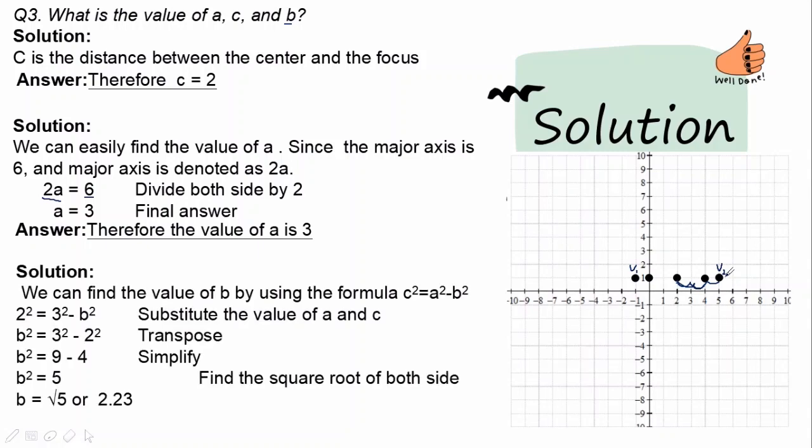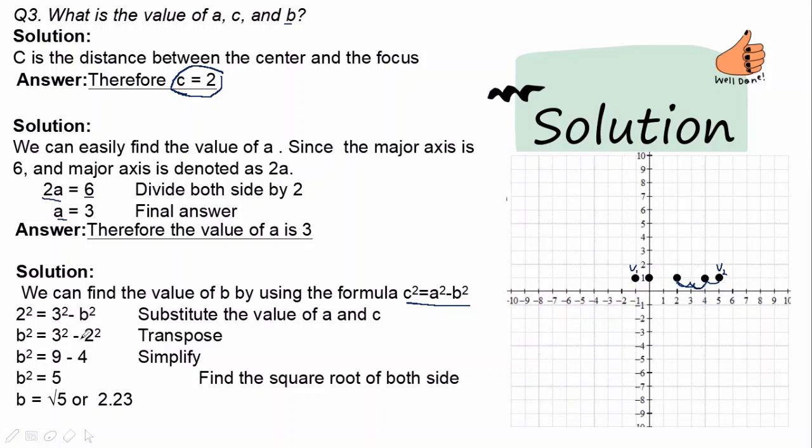Next one is the value of B. Since we have the value of C and the value of A, we can easily find B using the formula, which is C square equals A square minus B square. So we will just substitute the value of C and A. So C is 2 from this. So 2, copy our exponent, equals our value of A, which is 3, then square, minus B square.